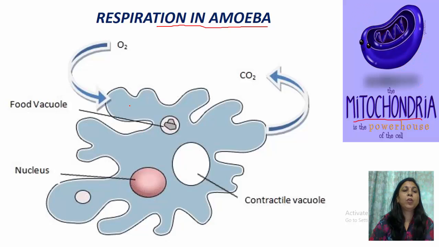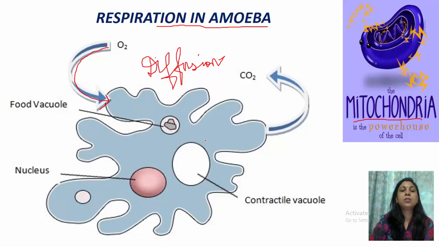As you can see, the body of this amoeba is irregular in shape, and the gaseous exchange in amoeba takes place by the process of diffusion. I think you all might be knowing what is diffusion. Diffusion is the movement of substances from the region of higher concentration to region of lower concentration. So oxygen concentration is more in water, so it is entering inside the amoeba, and as carbon dioxide concentration is more inside the body of amoeba, it is leaving the body of amoeba to water through the process of diffusion by the membrane of the amoeba.